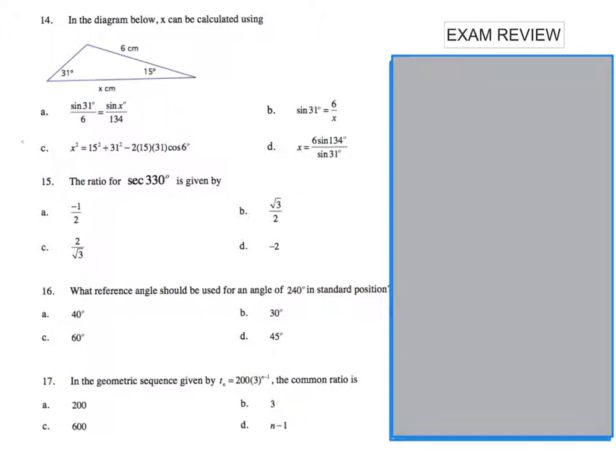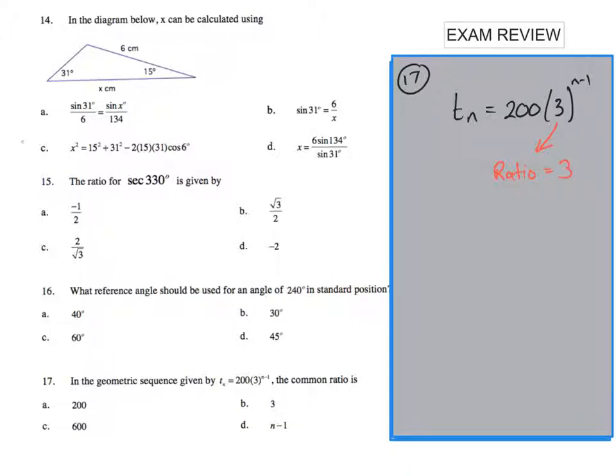Question 17. We've got Tn equals 200 times 3 to the power n minus 1. This is a geometric sequence, which it tells you, which is good. And it asks you to find the ratio. Well, if you knew a lot about these geometric sequences, always the number that's being powered up is the ratio. So the ratio is 3.